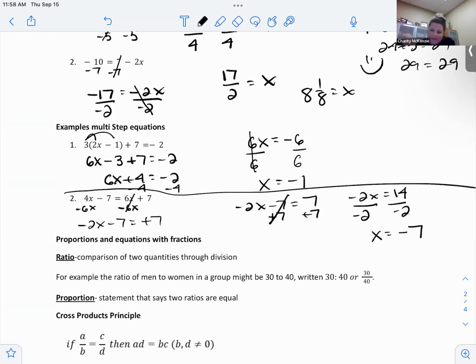Okay, to check this one, you have to calculate both sides. So you'd have to think 4 times negative 7, which is negative 28, minus 7 more is, I don't know, what's 28 plus? I can't figure that off the top of my head for some reason. 28 and 35. So I got negative 35 on the left. Now on the right side, 6 times negative 7 is negative 42 plus 7. So negative 42 plus 7 is negative 35 as well. And both sides are negative 35.